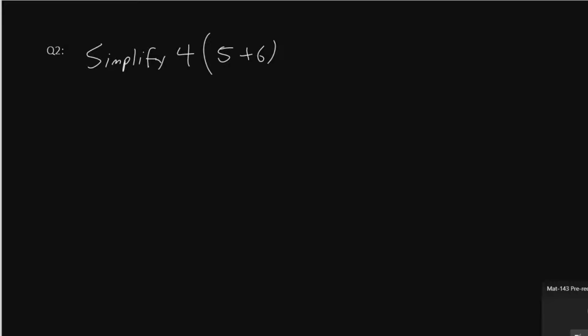So now let's do question 2. We have the expression 4 parentheses 5 plus 6. So now let's go through our order of operations. We'll start with parentheses. So what's the first thing I should do here? 5 plus 6 gives me what? 11.